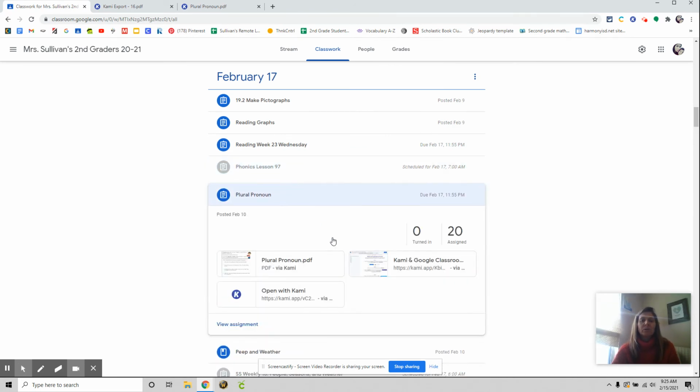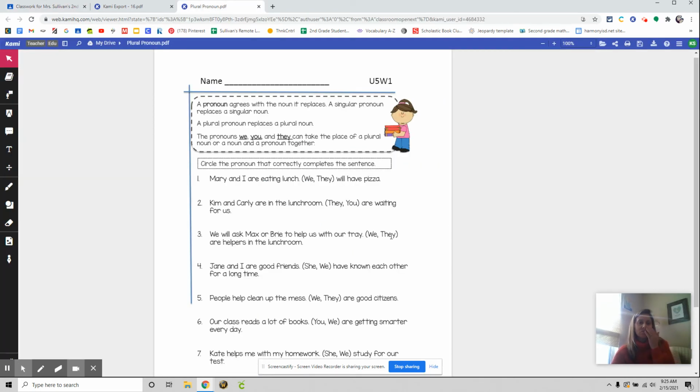Next thing is the plural pronouns. Yesterday we talked about singular pronouns. Now these are plural pronouns. That means more than one person. A pronoun agrees with the noun it replaces. A singular pronoun replaces a singular noun, but a plural pronoun replaces a plural noun. The pronouns we, you, they can take the place of a plural noun or a noun and a pronoun together. So circle the plural pronoun, that's hard to say, that fits in this sentence.